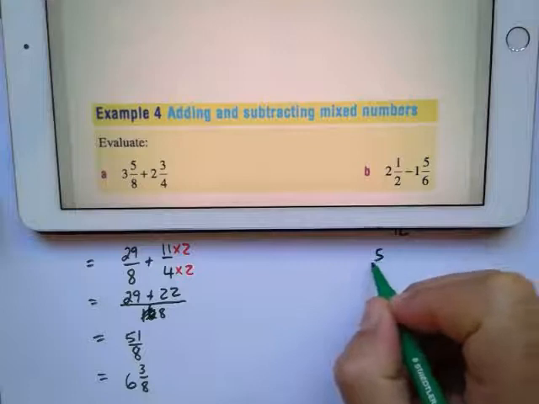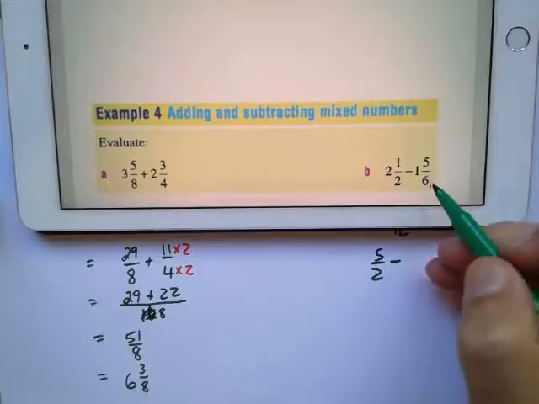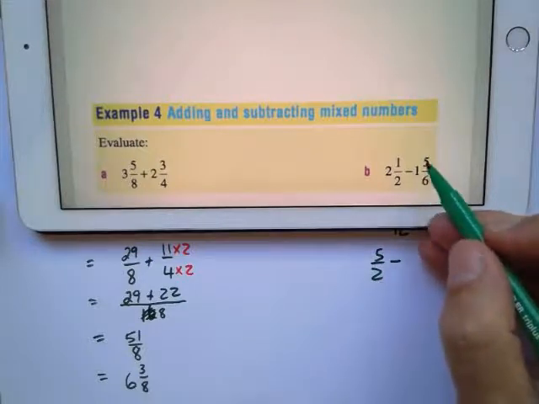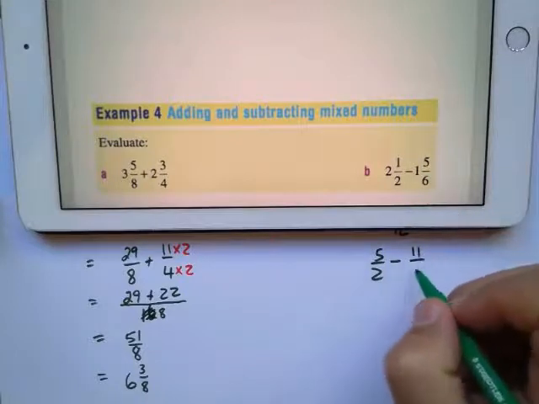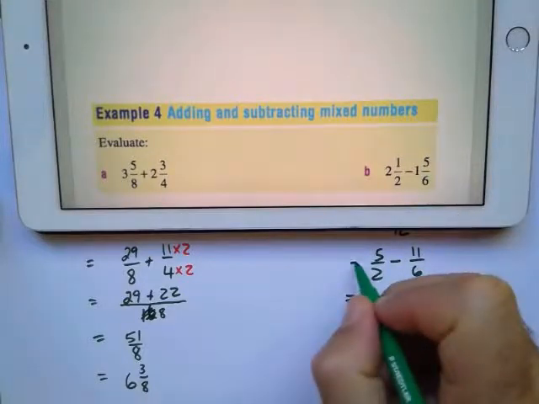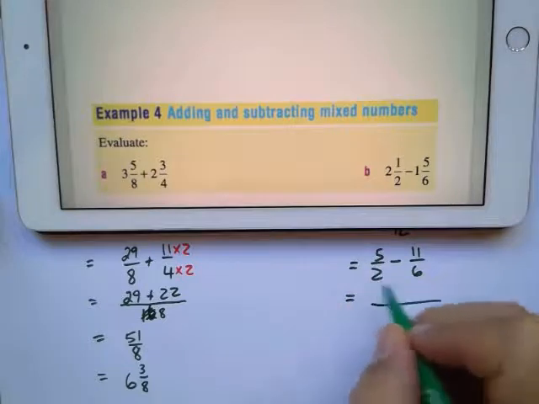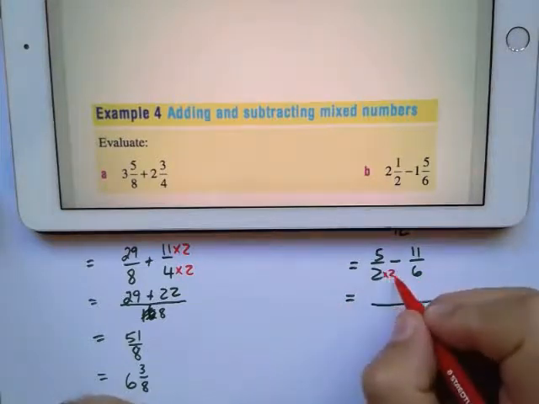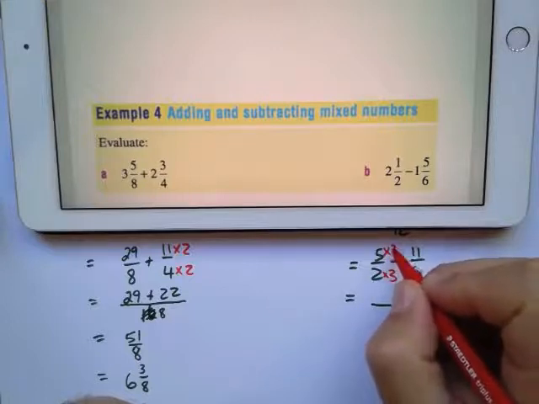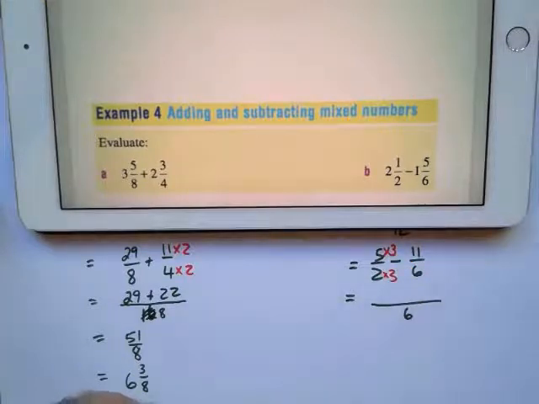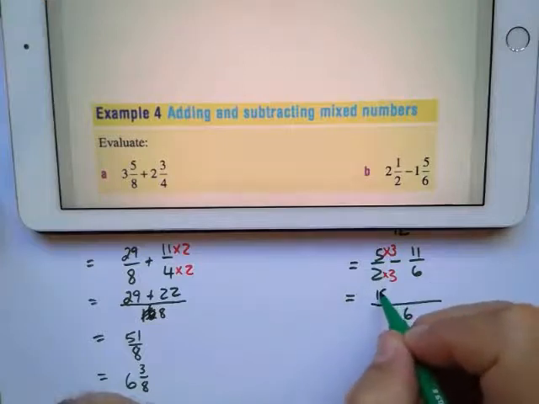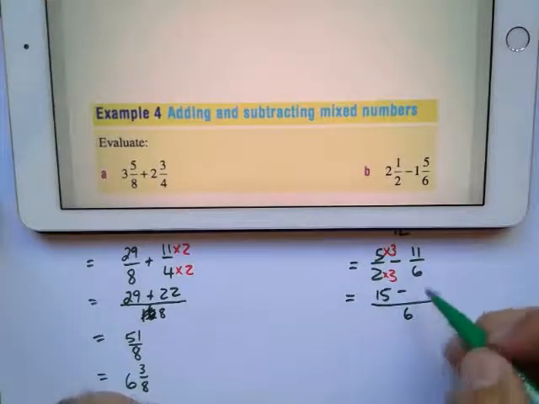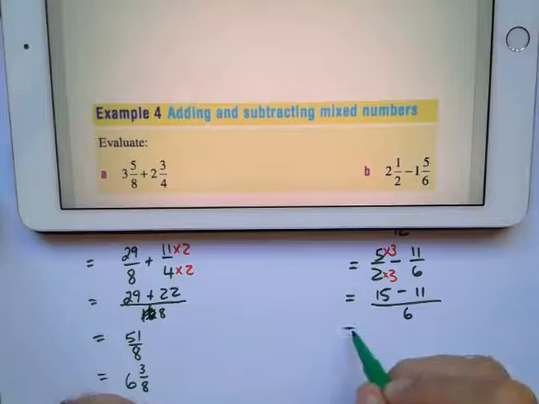For this one, just quickly, I'm going to say 2 times 2 is 4 plus 1. That will give us 5/2. Take away 6 times 1 is 6. Plus 5 is 11/6. The lowest common multiple for 2 and 6 is 6. I had to take 2 and multiply by 3 to get an equivalent fraction. 5 times 3 is 15. Take away, that's already 11/6.